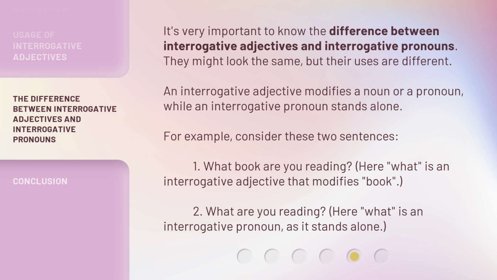For example, consider these two sentences. 1. What book are you reading? Here, what, is an interrogative adjective that modifies, book. 2. What are you reading? Here, what, is an interrogative pronoun, as it stands alone.